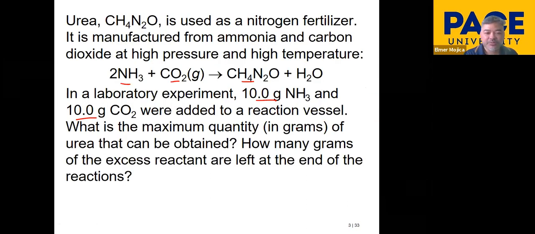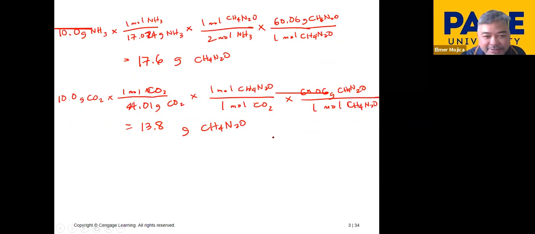What is the maximum quantity of urea that can be obtained? Now you may ask, why is this the one that we chose, but this is less than that one? Well, we determine which is the limiting reactant, and the limiting reactant is the one that produces less amount of product. So between the two, only the carbon dioxide will react, all 10 grams of it.